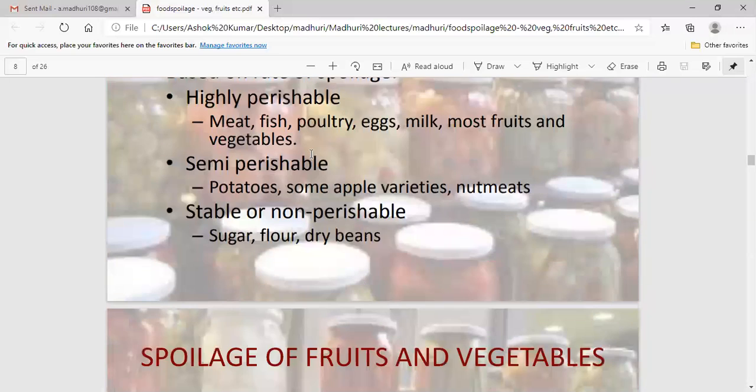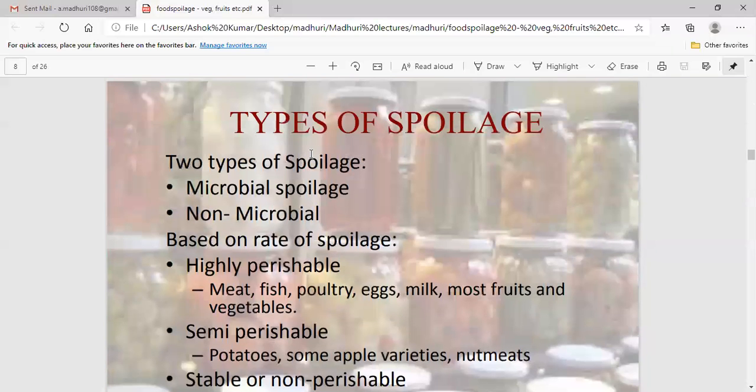Now let us understand what are the types of spoilage. There are two types. One is microbial spoilage and the other one is non-microbial spoilage. By the name itself we are able to understand. First one is microbial spoilage, means it is the spoilage done due to microorganisms, and the second one is non-microbial spoilage, means here the spoilage is due to factors other than microorganisms. And based on rate of spoilage: highly perishable, semi-perishable, or stable or non-perishable. Rate of spoilage means the rate at which spoilage is occurring in the food.